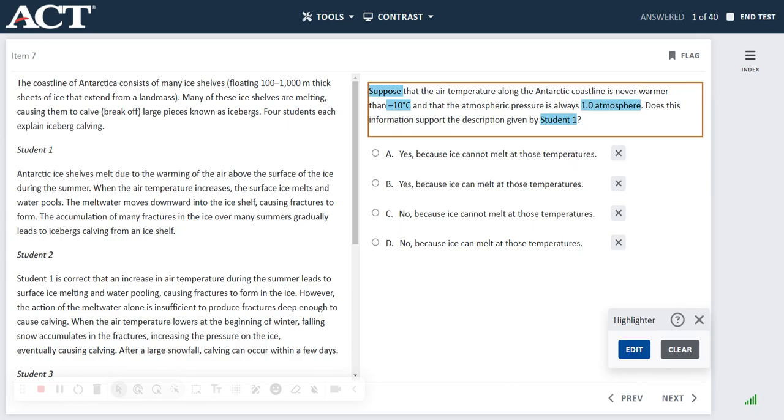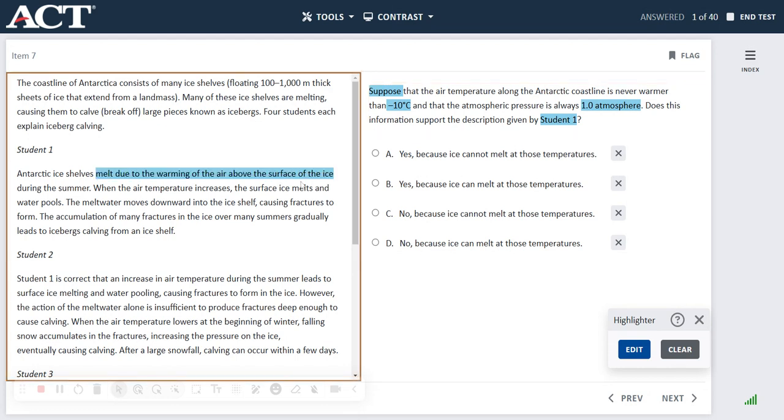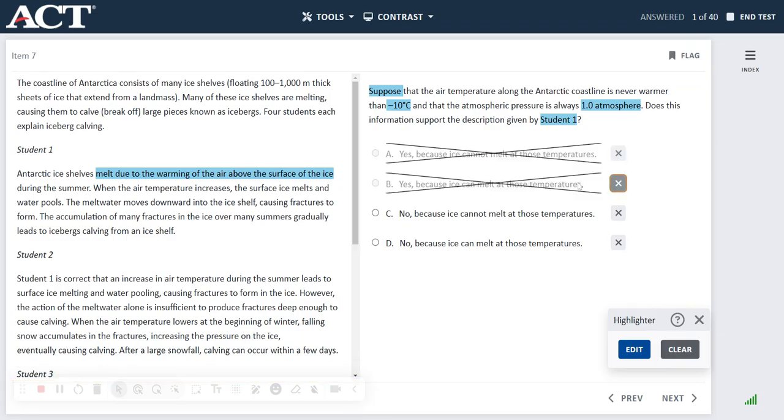So student 1 says Antarctic shelves melt during the warming of the air above the surface of the ice. Well, water can't melt if it never gets above negative 10 degrees. So it does not support student 1. We're going to eliminate the yeses. Ice cannot melt at those temperatures, so the answer would be C.